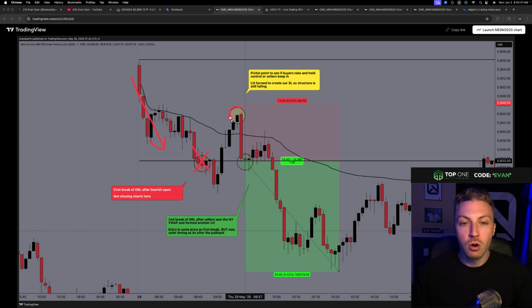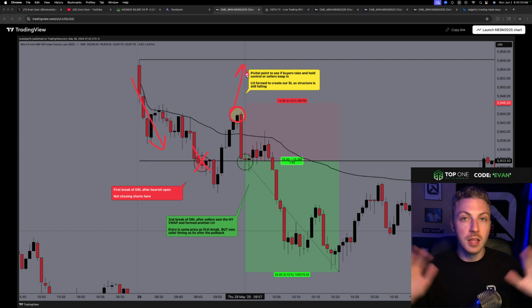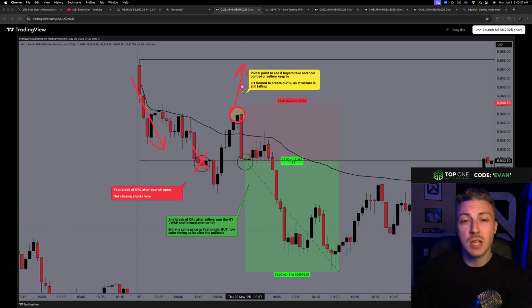So now this yellow circle is where I want to see who wins, right? Was this just inducement down here, that sellers weren't actually in and now buyers are just going to rip us higher? Then let me hold off on my shorts. But if sellers can win this battle around the New York VWAP and step back in, all right, I thought they were in.